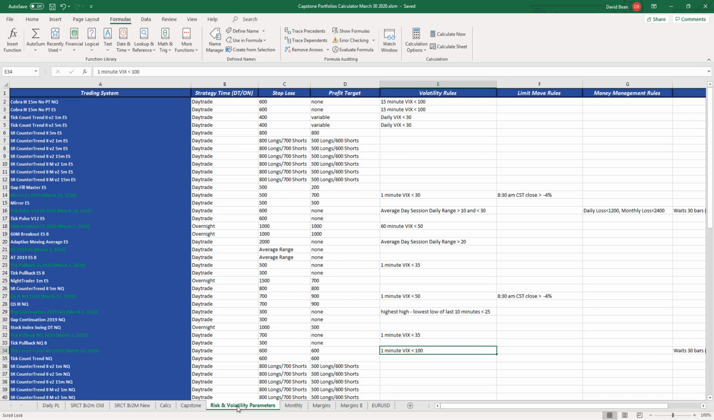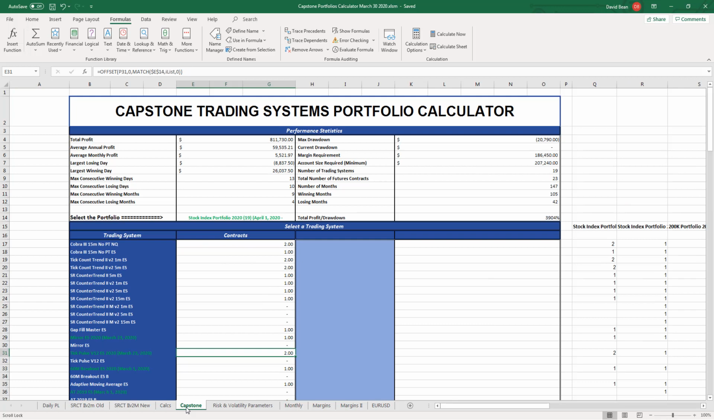Let's look at the volatility, risk parameter, and volatility. So Tick Pulse V12 average daily range is less than 30. So the average daily range has to go less than 30 for it to trade again. So now let's look at stock index portfolio 2020 36.